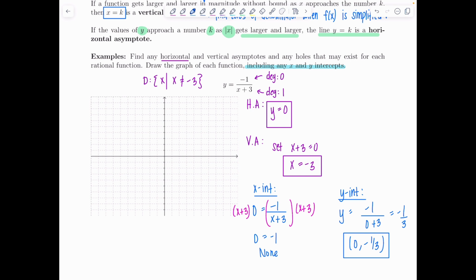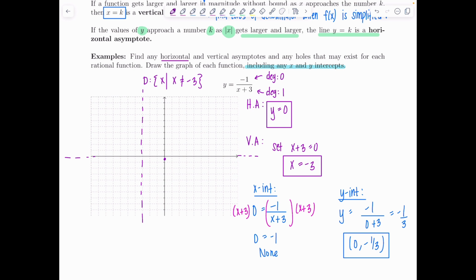Now we have one vertical asymptote at x equals -3. So that means my graph is going to be cut up into 2 pieces since we have one vertical asymptote. And then the horizontal asymptote is at y equals 0. That's the x-axis. I'm just going to add a little extra to the left and right of the x-axis so I remember that there's an asymptote there. And then I'm also going to plot (0, -1/3).